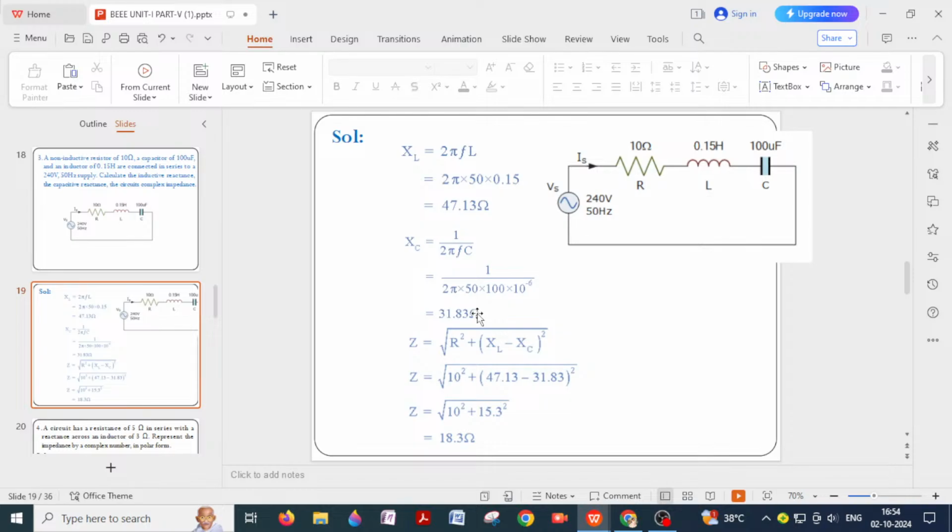Okay, so R value is 10 ohms. It is given in this circuit, and we have just now calculated XL and XC. So substitute XL and XC here in this impedance formula. So this is the impedance asked in the circuit. This is the capacitive reactance. This is the inductive reactance.